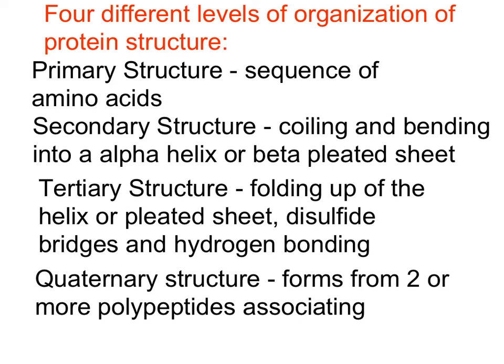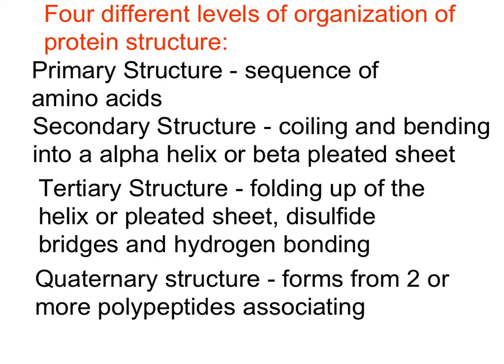A really common example is hemoglobin. That's the protein in your red blood cells that carries oxygen and carbon dioxide. It's actually made of 4 different polypeptide chains that form alpha helixes, and they come together and form this big complex with an iron atom at the center of the complex, and it's the iron that will bind oxygen.